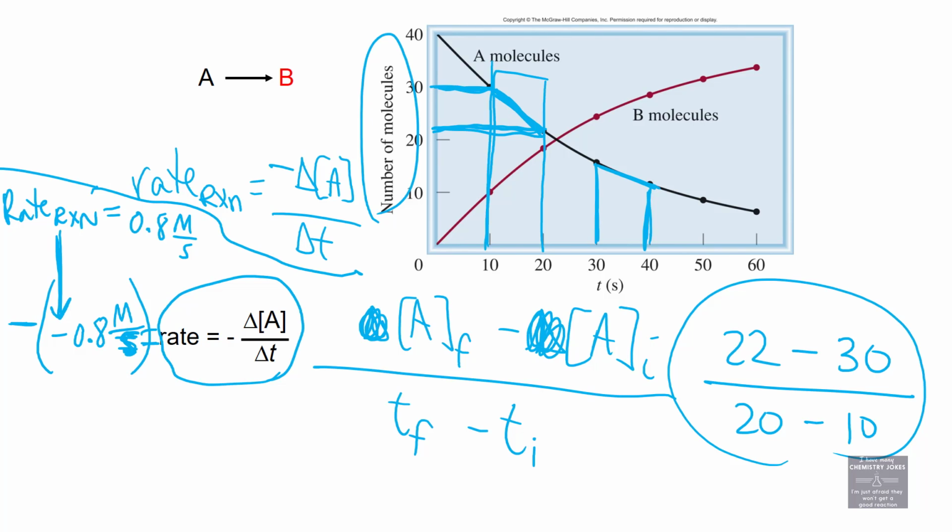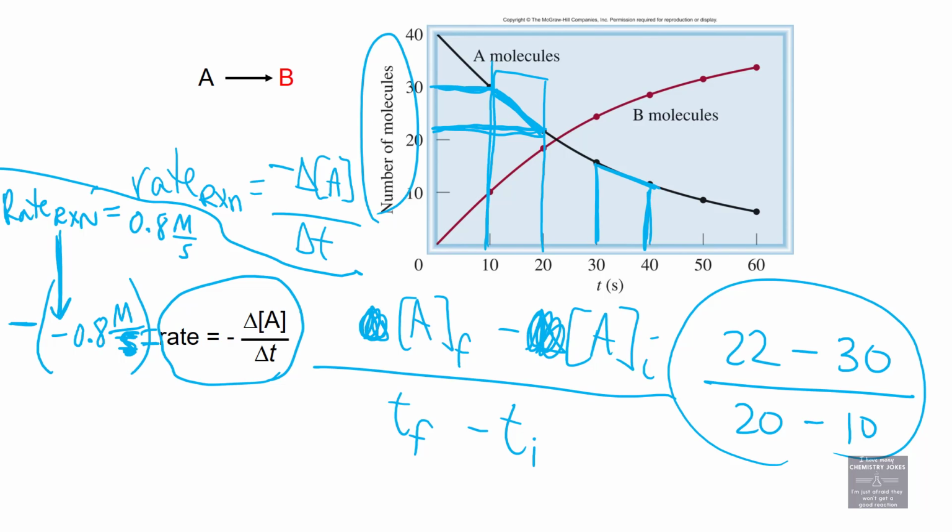So change in concentration over change in time, we can calculate A, the rate at which it's being consumed, and the rate at which it's being consumed should be a negative number. We can calculate the rate of the reaction. The rate of the reaction should always be a positive number. Here it's positive because it's a double negative canceling out to give me a positive.